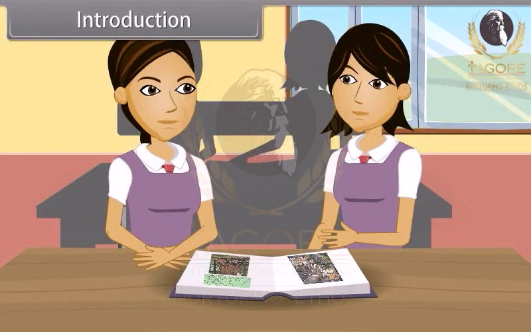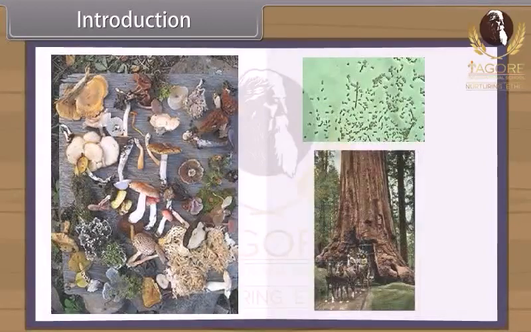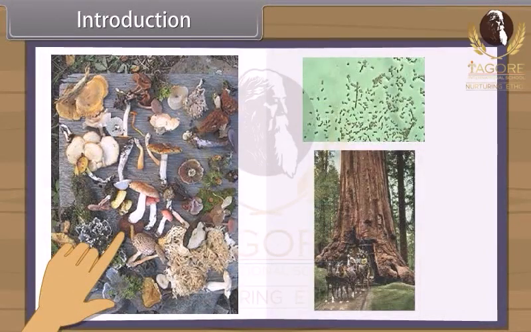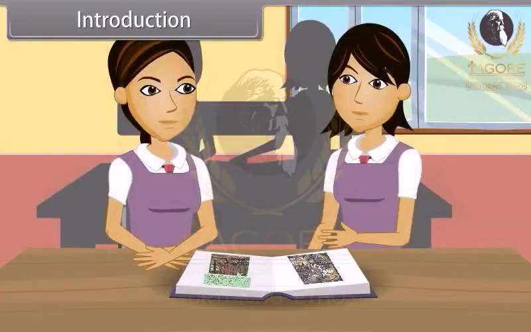Introduction. We all see a wide variety of plants and animals around us. Do you know, Shruti? There are more than 1 million species of animals around the whole Earth and about 500,000 species of plants on Earth.